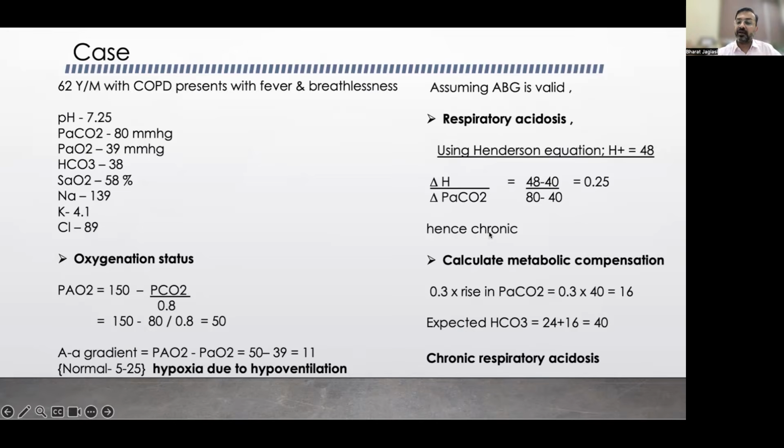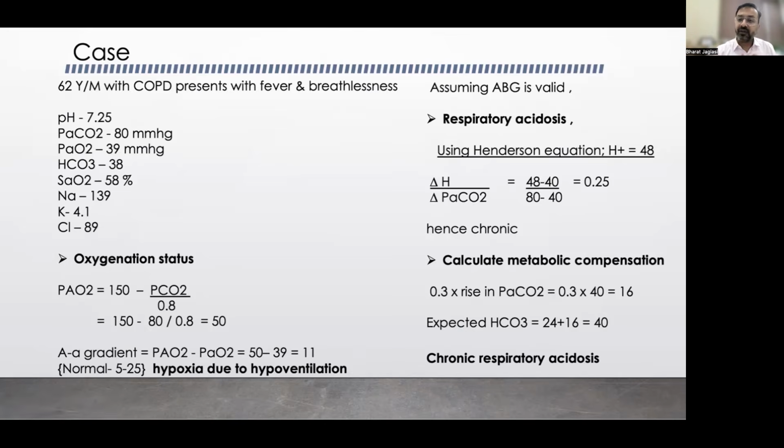Now we calculate whether the metabolic compensation is right or whether it's a mixed disorder. When there's an increase in the PCO2, the compensation is always in the same direction. Bicarbonate will try to go up. The expected change is somewhere around 16, and normal is 24. So 24 plus 16 is 40, and this is what we see over here, somewhere around 38. This is why it's a simple chronic respiratory acidosis.